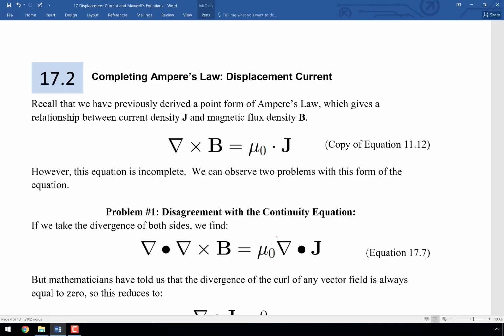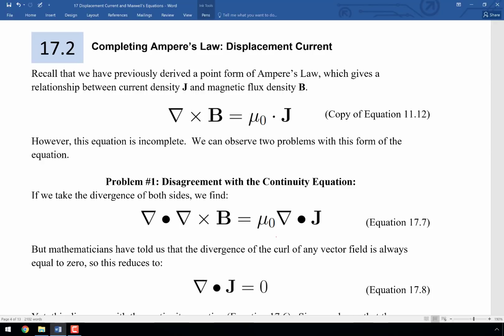So let's consider what's the main problem. Well, one problem is disagreement with the continuity equation. So we know from equation 11.12, so we're going to take our incomplete version of Ampere's law, and we're going to take the divergence of both sides. We can move the mu sub 0 out in front on the right-hand side, but we end up with the divergence on both sides. But mathematicians have told us that the divergence of the curl of any vector field is always equal to 0. So again, I'm resorting to trusting that mathematicians are telling us something that's correct, and they are all about making sure that they are 100% correct in their analysis.